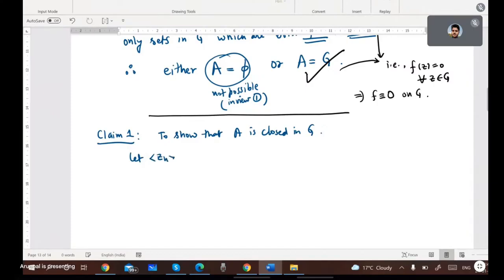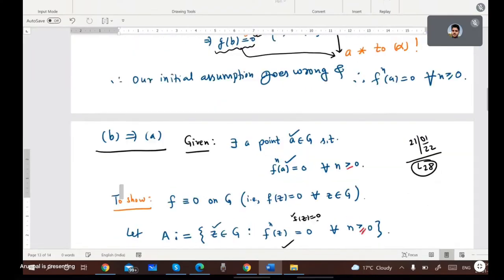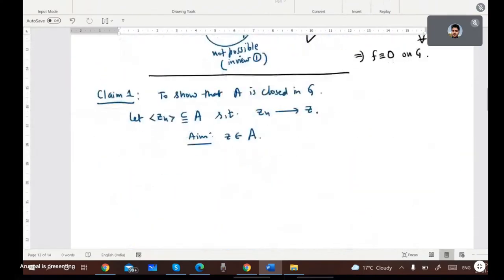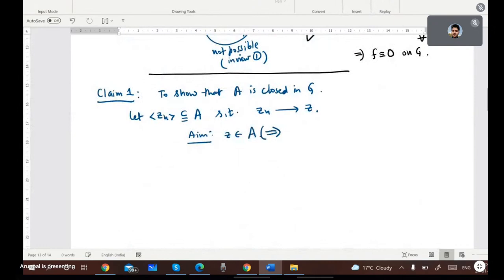So let Zn be a sequence in A such that Zn is converging to some Z. Our aim is, we will show that Z is in A. And once we have shown that Z is in A, this will imply that A is closed. Okay, class.